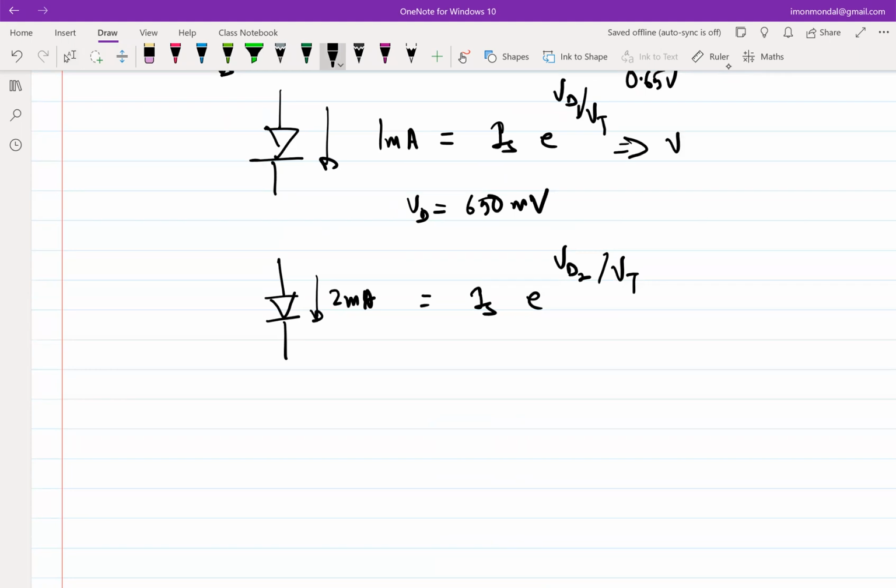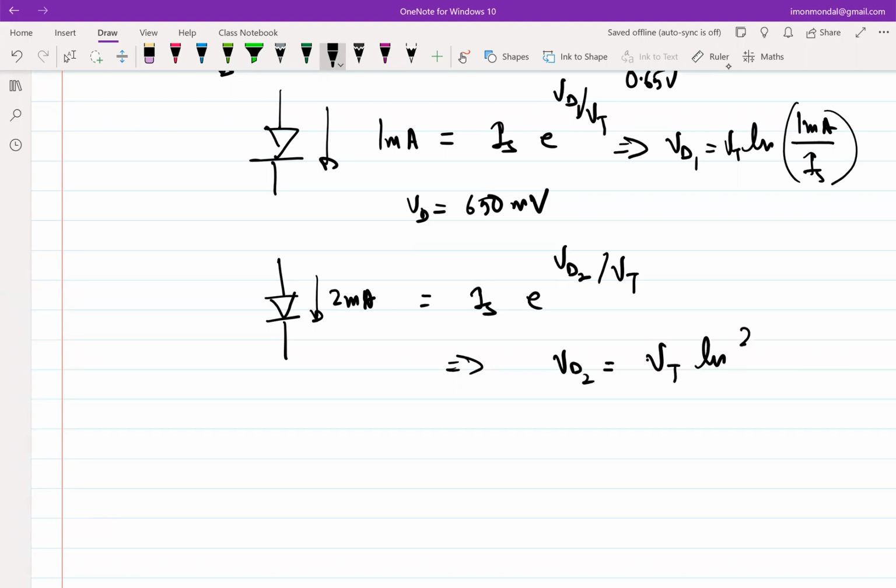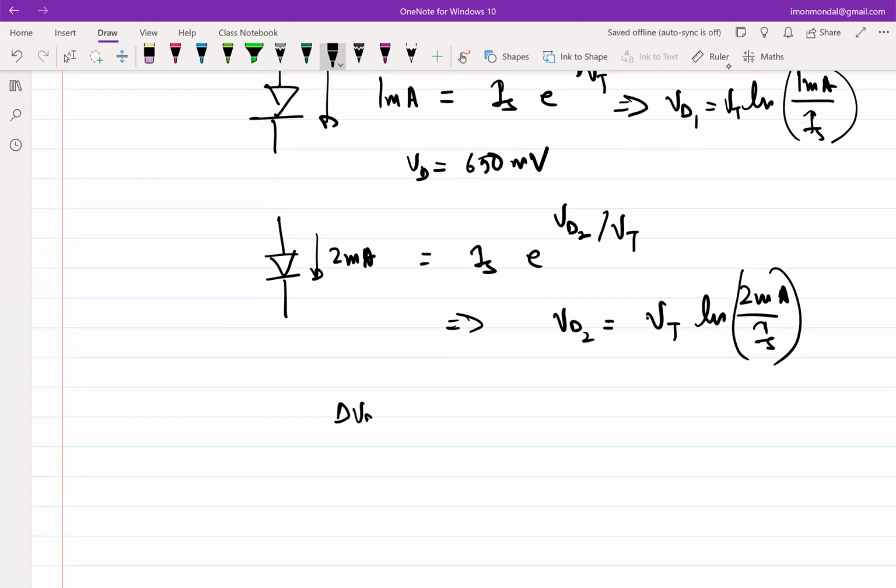in this case, your VD1 is VT ln of 1 milliamp by IS. And in this case, VD2 is VT ln of 2 milliamps by IS. I simply subtract and I will get delta VD, or in this case, I can replace it as small VD, will be equal to VT ln of 2. Which is, this is 26 millivolt and ln of 2 is approximately 0.7. So this is 18 millivolt.